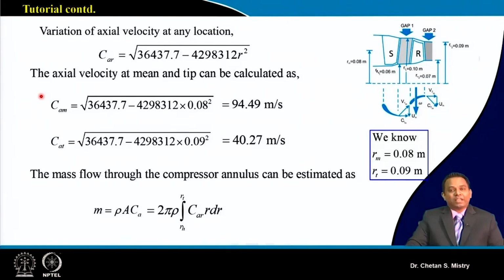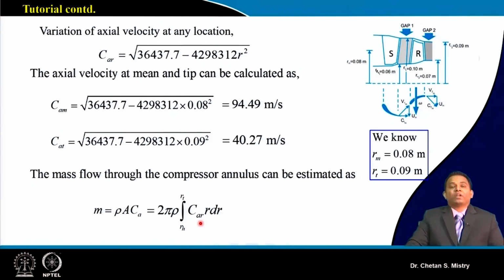Now in this case, we have variation of our axial velocity. What is the meaning of that? We need to put our axial velocity variation in terms of radius variation. So we can write density into area, and we write the area as 2 pi r dr, which we integrate from hub to tip. And our axial velocity is also varying with the radius.